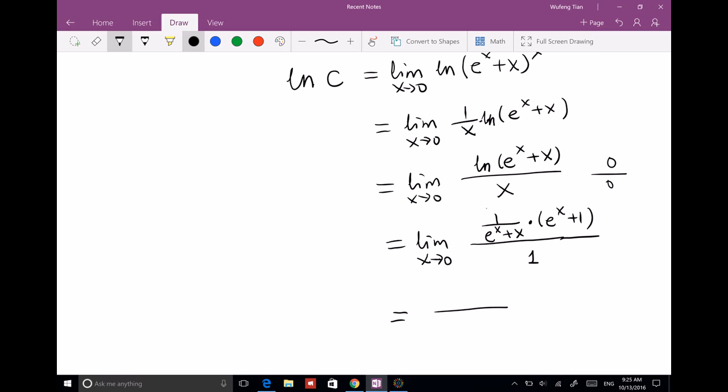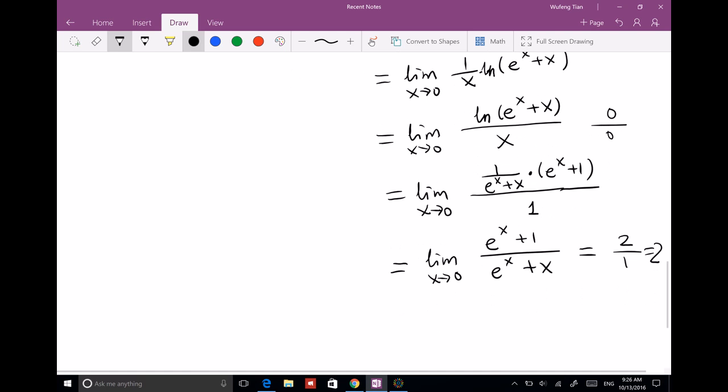Yeah. Plug 0 into here, it's e to 0 plus 1. Well, I cannot do that. I have to finish one more time, and then you probably can see it better. x goes to 0, then it's (e to the power x plus 1) over (e to the power x plus x). Plug 0 in here is 1, plug 0 in here is 1, so it's 2. Plug 0 in here is 1, plug 0 here is 0. 2 over 1 is 2. So I got ln c equals 2.